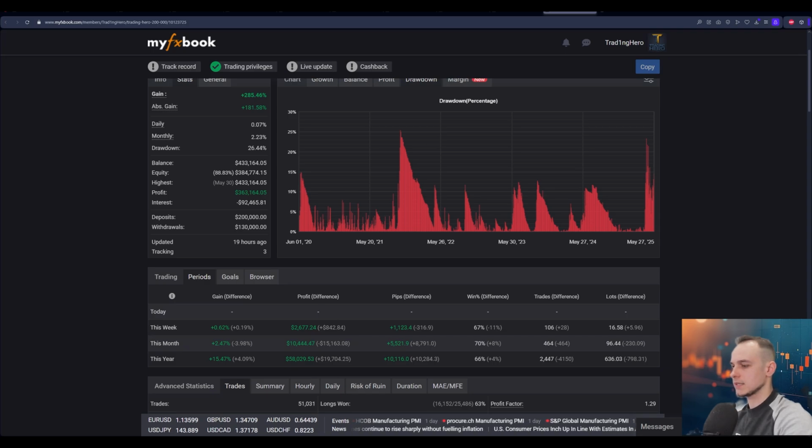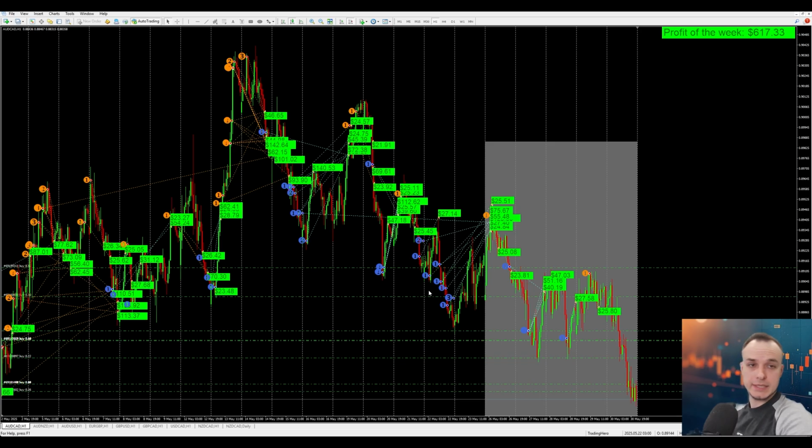Now let's move into the MetaTrader and review our trading activity directly on the charts. We begin with the Australian dollar against the Canadian dollar currency pair. We're looking at the 1-hour time frame, with each vertical line marking a new trading day. The gray rectangle highlights last week's trading zone.